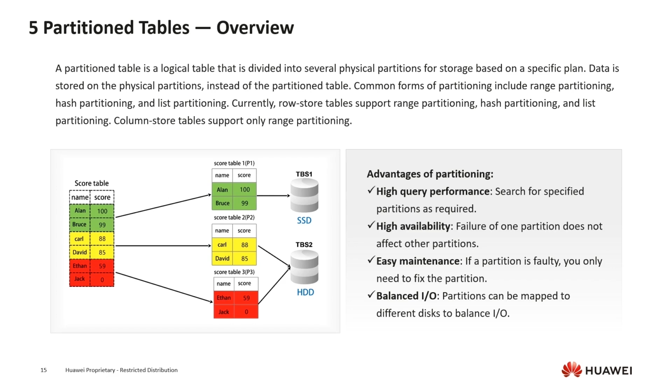Common forms of partitioning are similar to distribution policies, like range partitioning, hash partitioning, and list partitioning. Currently, row store tables support all partition policies. Column store tables support only range partitioning. Let me briefly introduce the aforesaid concepts.